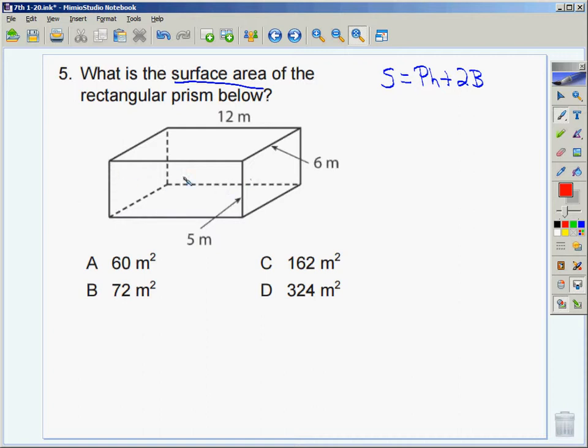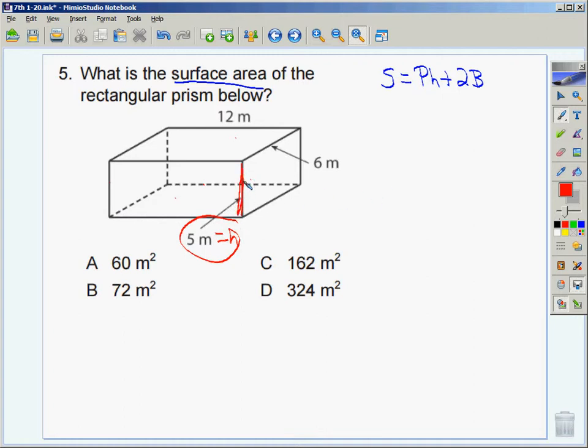faces are parallel and congruent. These two faces are parallel and congruent. Or these two faces are parallel and congruent. It doesn't matter which I identify as my height. You have to pick one. I let the height be 5. I chose this number.